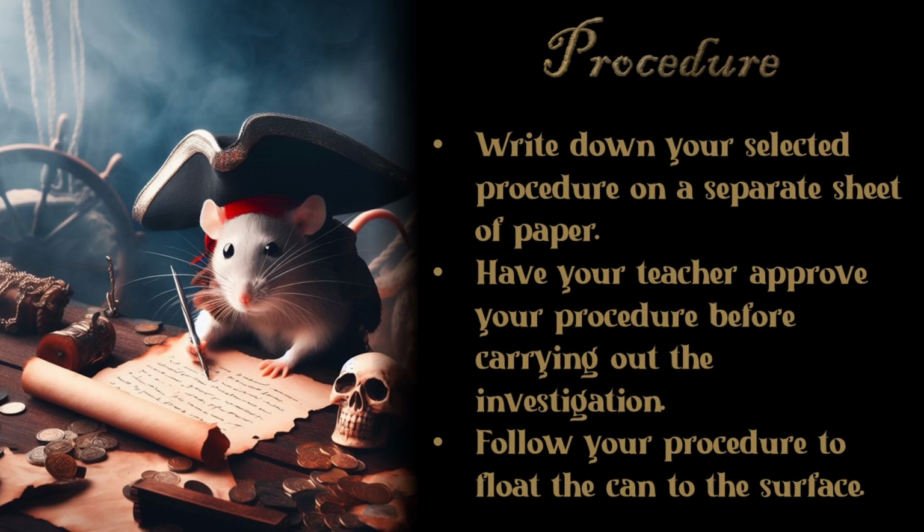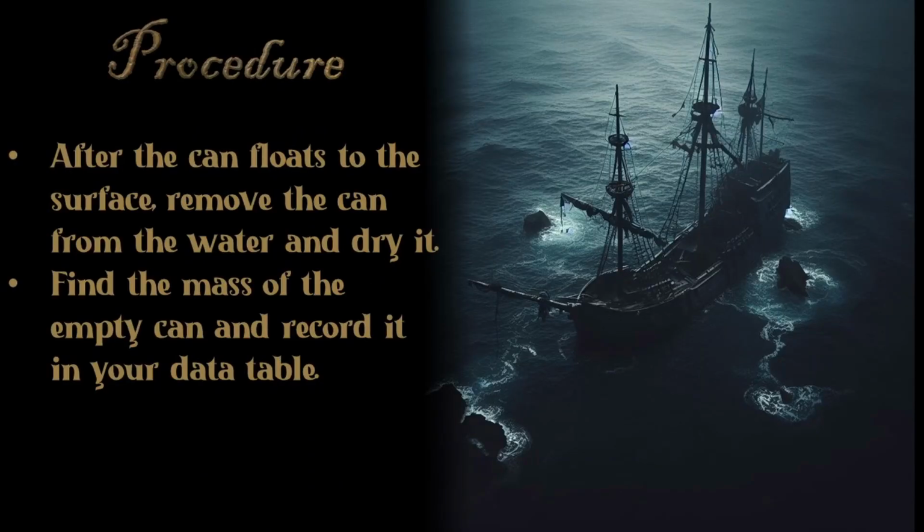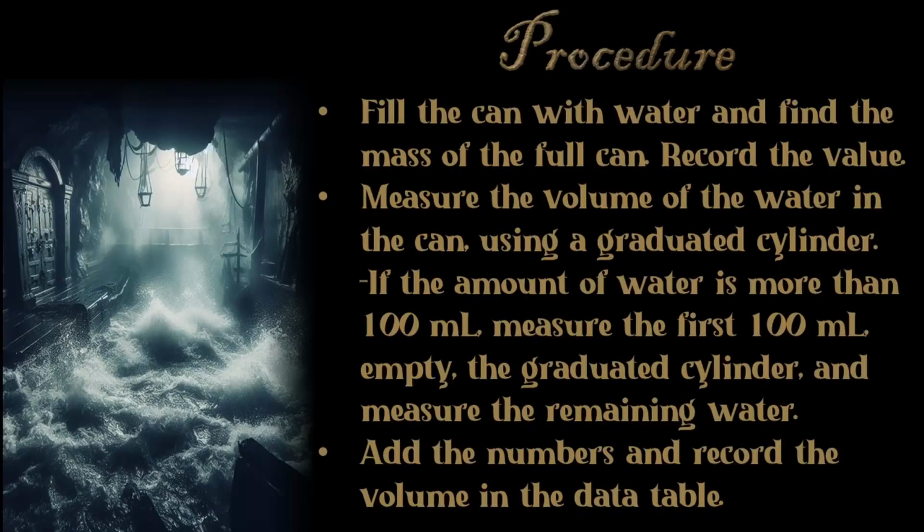Write down your selected procedure on a separate sheet of paper. Have your teacher approve your procedure before carrying out the investigation. Follow your procedure to float the can to the surface. After the can floats to the surface, remove the can from the water and dry it. Find the mass of the empty can and record it in your data table. Fill the can with water and find the mass of the full can. Record the value.